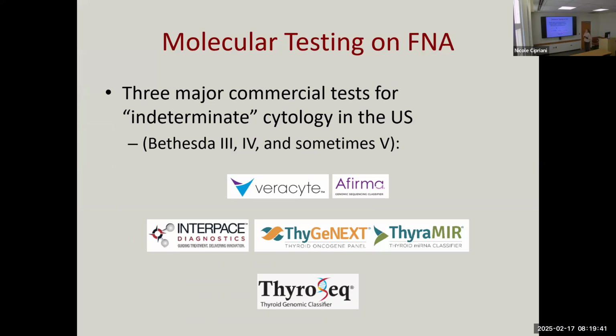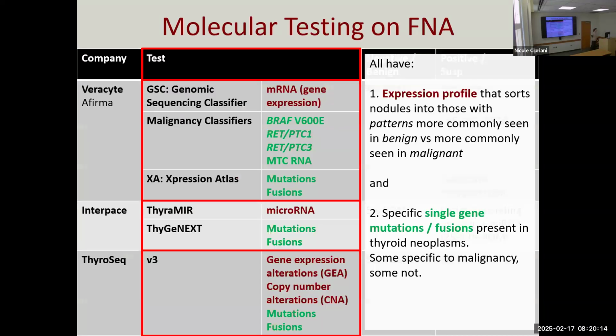So there are 3 commercial tests for thyroid cytology. One of which is Veracyte's Afirma, which is probably the more common test in the country because it was the first one, but I would argue it's maybe not the best. We here can send to both Interpace and Thyroseq. Interpace is called ThyGenNext and ThyraMIR, and we'll talk about what that means. And then Thyroseq is the newest one out of Pittsburgh. They're also pretty good. So all 3 of them have similar concepts.